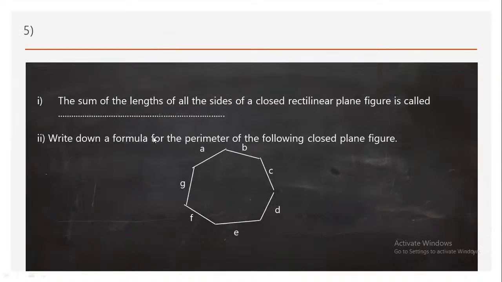Next question. The sum of the lengths of all sides of a closed rectilinear plane figure is called the perimeter. Write down the formula for the perimeter of the following closed plane figure.